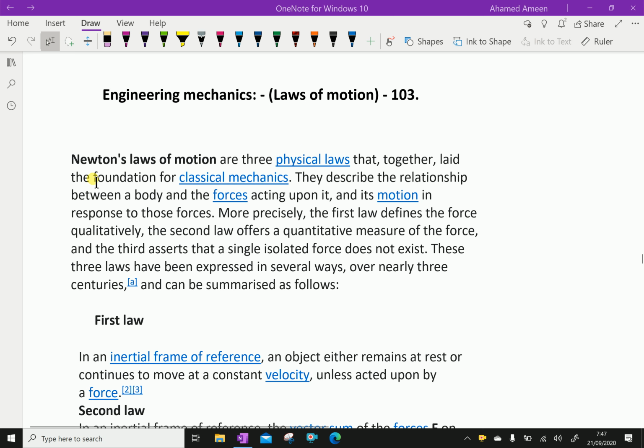In engineering mechanics, let us discuss the laws of motion. First, we'll discuss Newton's laws of motion. There are three physical laws that together laid the foundation of classical mechanics. They describe the relationship between a body and the force acting upon it, and its motion in response to those forces.